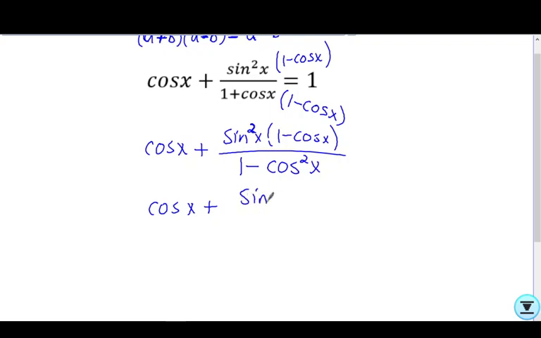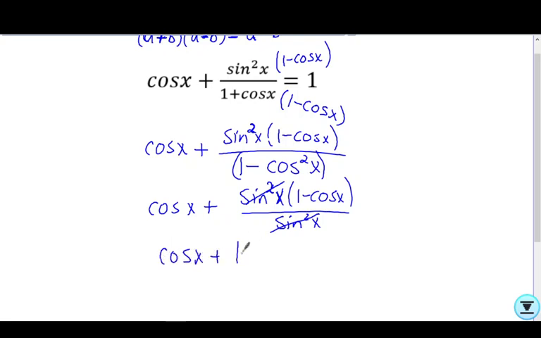So I end up with sine squared x times 1 minus cosine x over sine squared x. So I change this right here to sine squared x. Now, sine squared x divided by sine squared x, I'm left with cosine x plus 1 minus cosine x. And cosine minus cosine is 0, which leaves us with 1. So that's one way of doing it, pretty simple way.